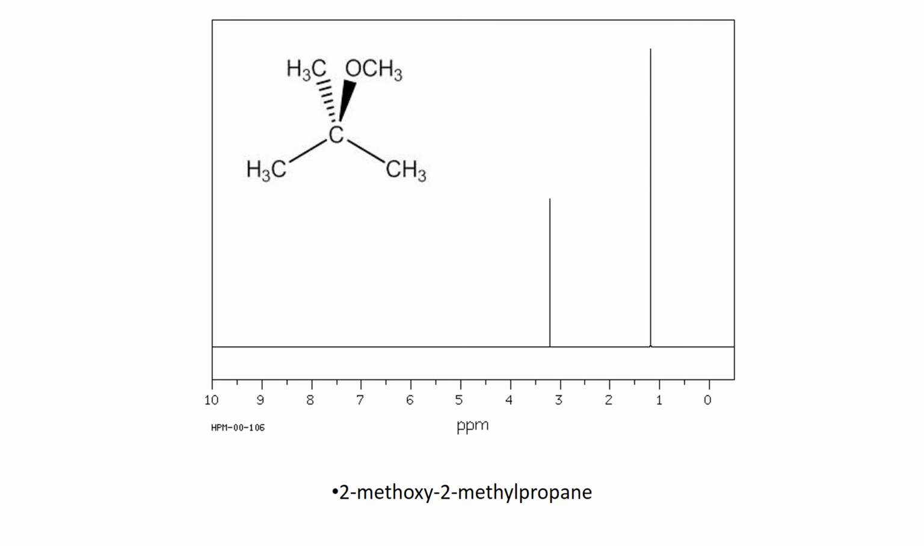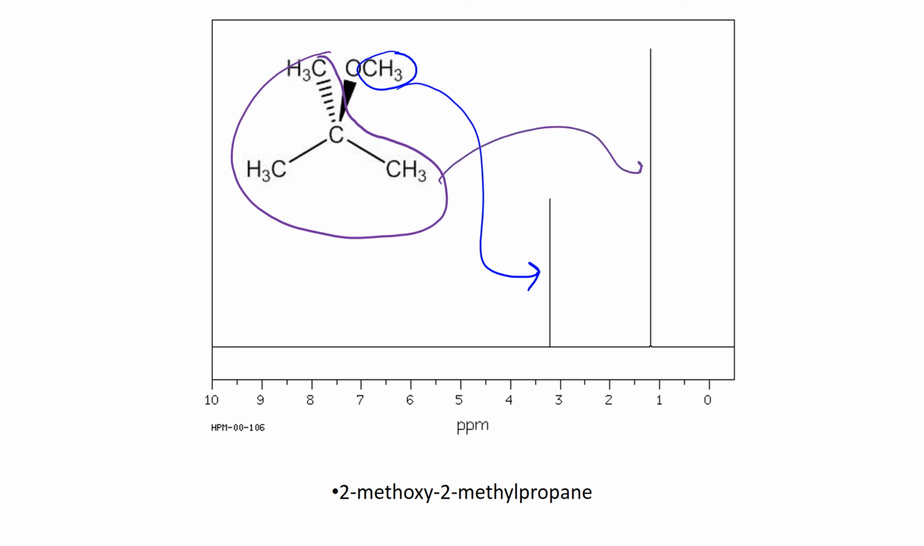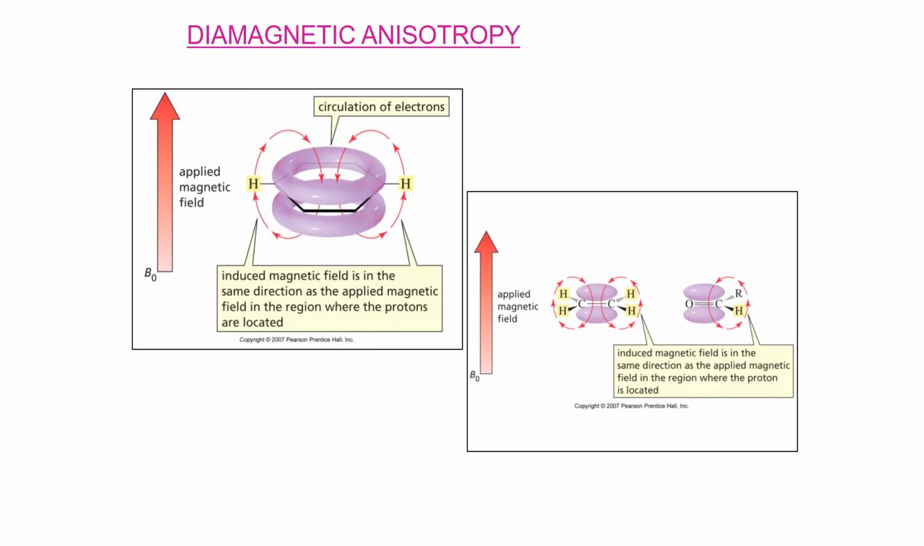And again, we do have a spectrum with 2 signals, and we're going to say that the more downfield signal is coming from that methyl group, and the more upfield signal is coming from the other 3 methyl groups here that are less deshielded. Let's talk a little bit about why the benzene protons show up so far down, and it's an effect called diamagnetic anisotropy that's going on.